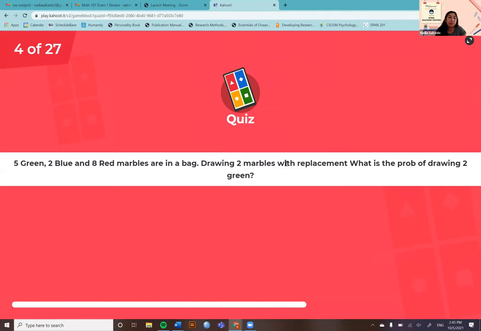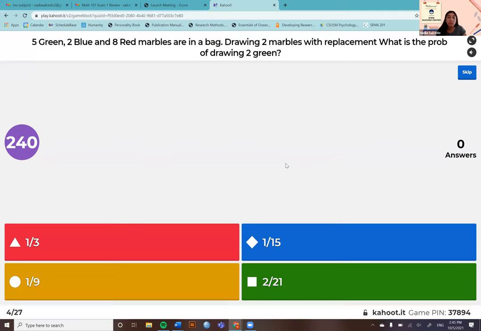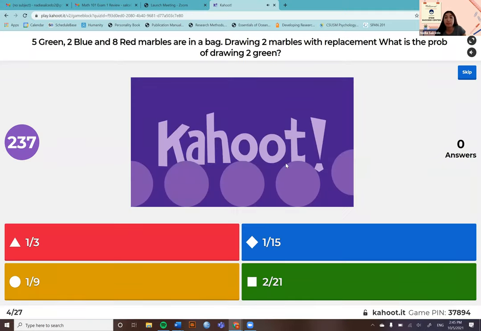Five green, two blue, and eight red marbles are in a bag. Drawing two marbles with replacement, what is the probability of drawing two green?